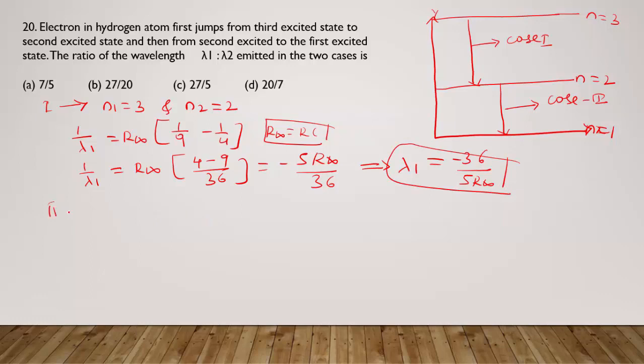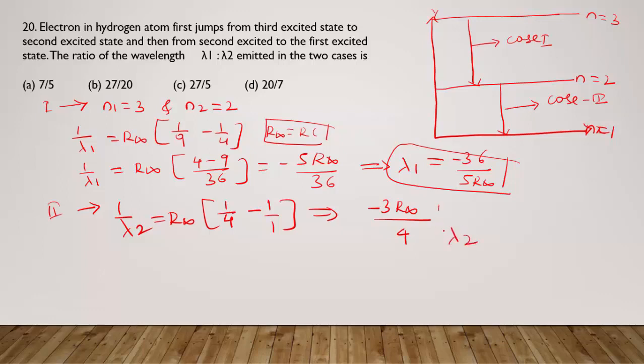Like this. In the second case, the electron jumps from the second excited state to the first excited state. In this case, 1 by lambda 2 is equal to R infinity times 1 by 4 minus 1 by 1, with n1 equal to 2 and n2 equal to 1. In this case, we get the value minus 3 R infinity divided by 4. Here lambda 2 is equal to minus 4 divided by 3 R infinity.